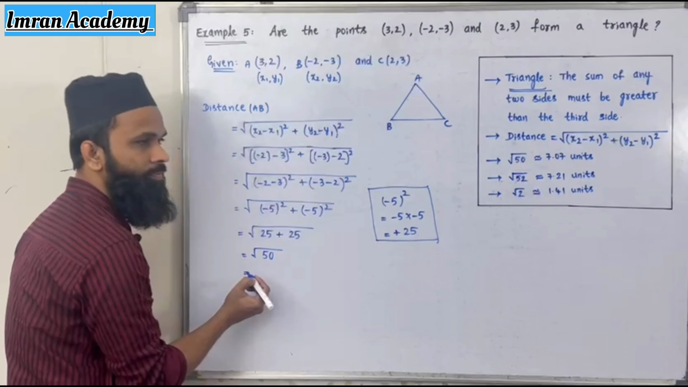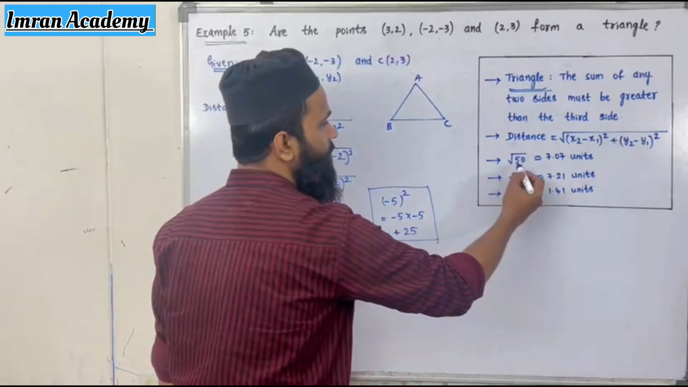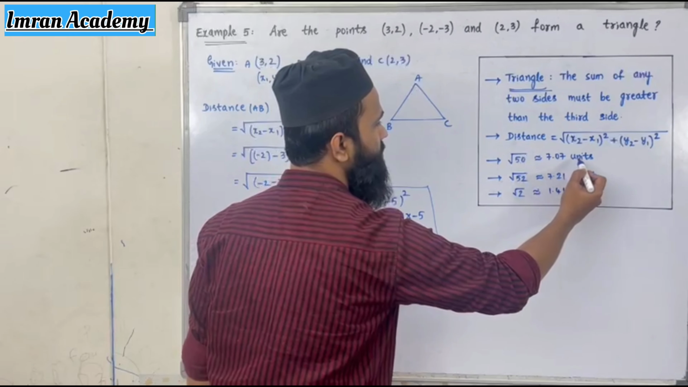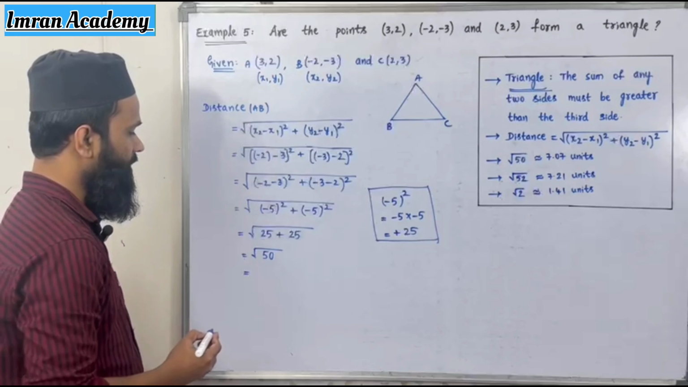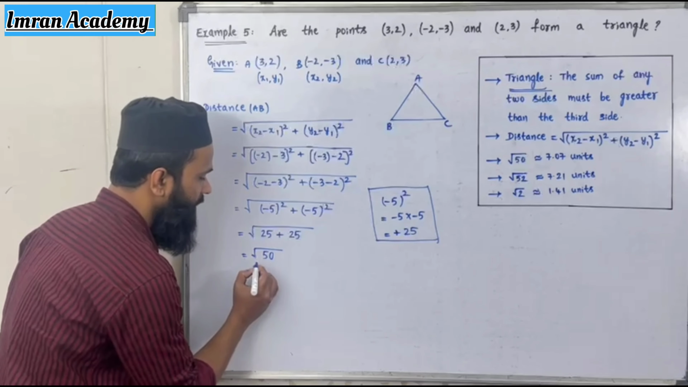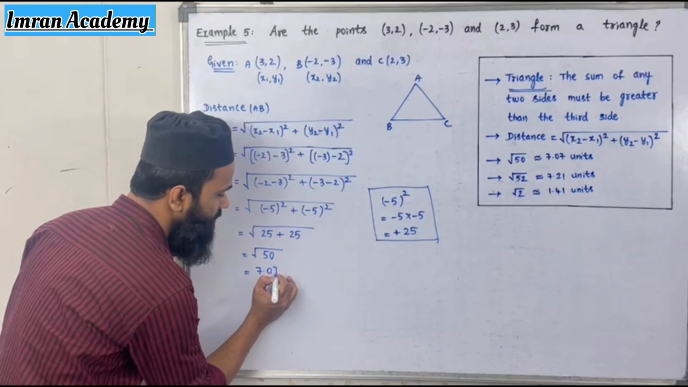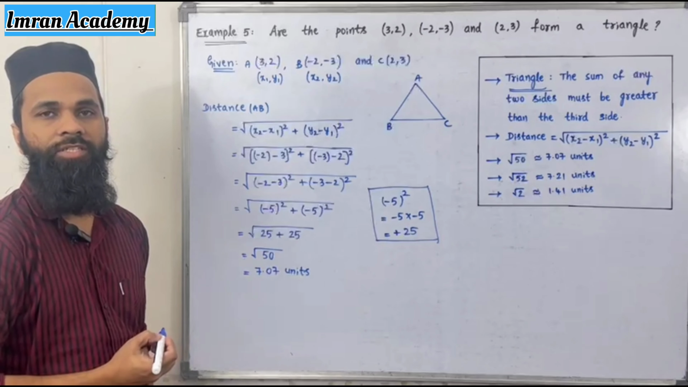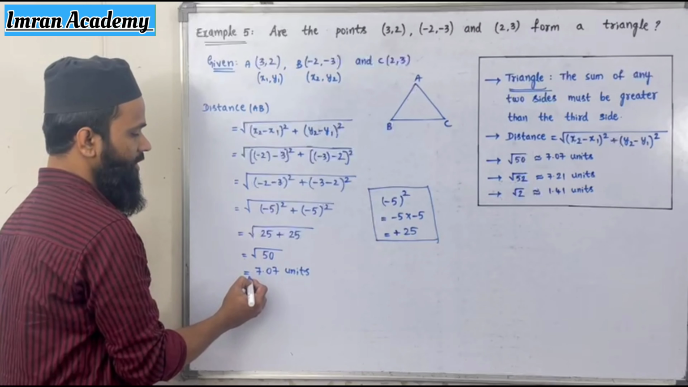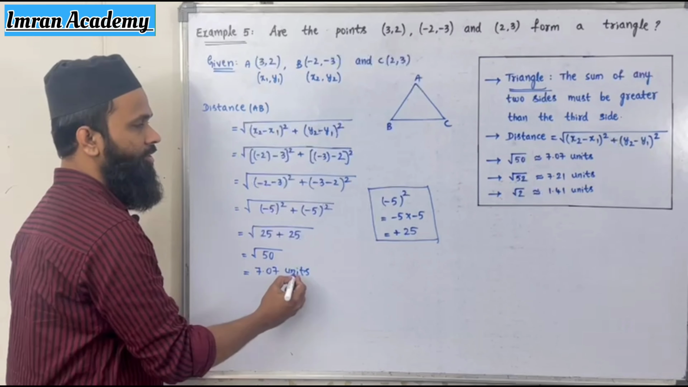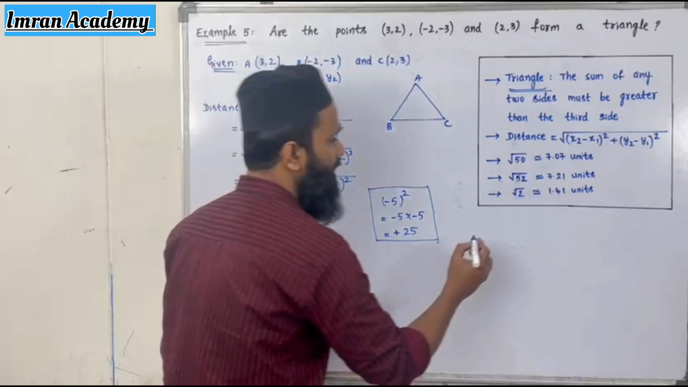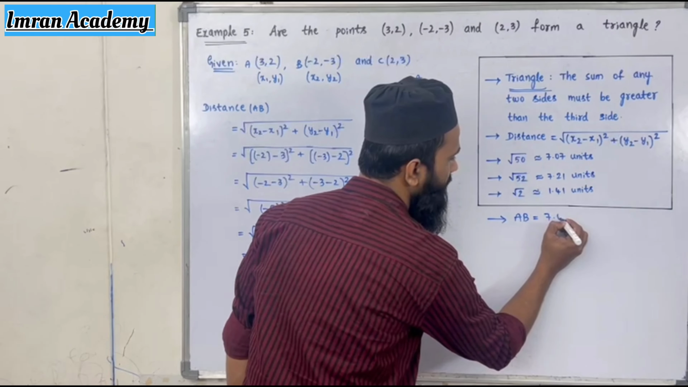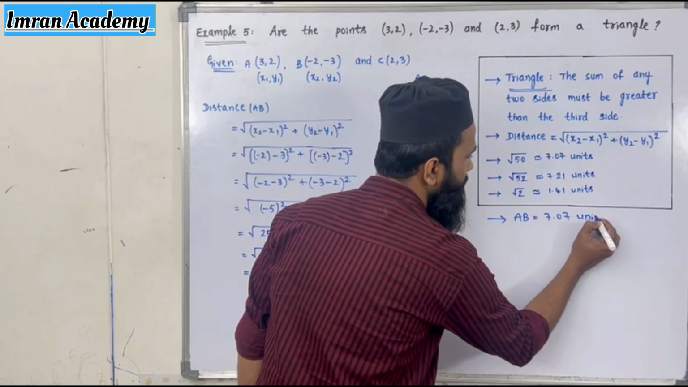We know square root of 50 is approximately 7.07 units. Here we write square root of 50 as 7.07 units. Finally, we got AB is equal to 7.07 units. Here we write AB is equal to 7.07 units.